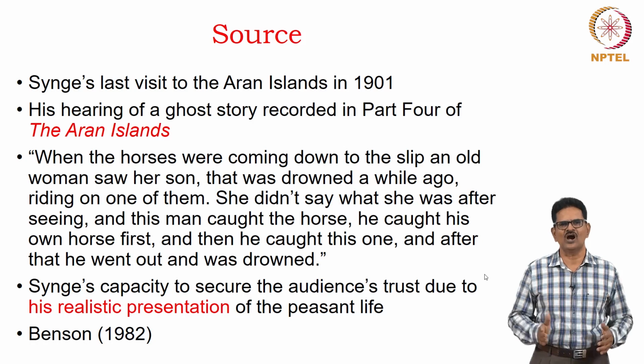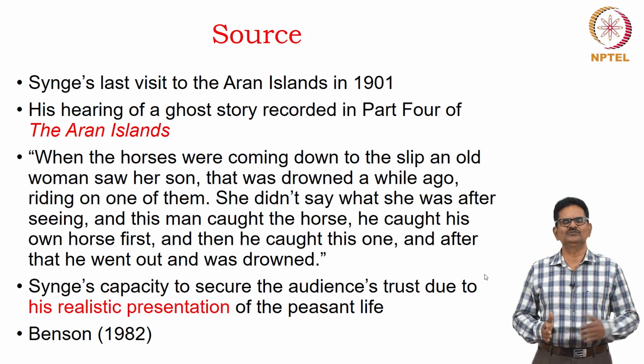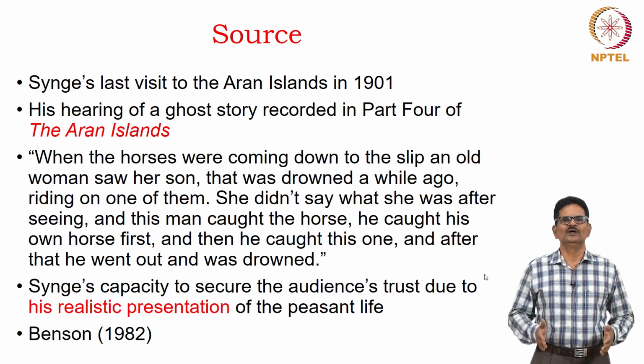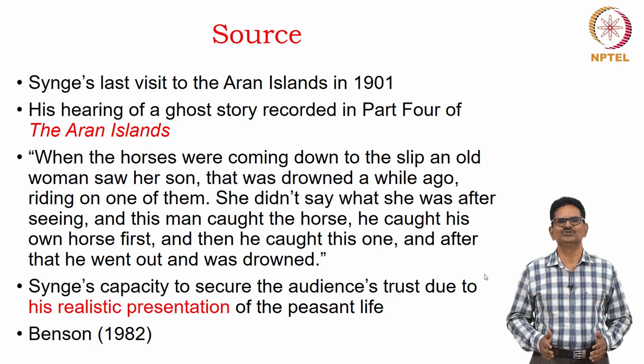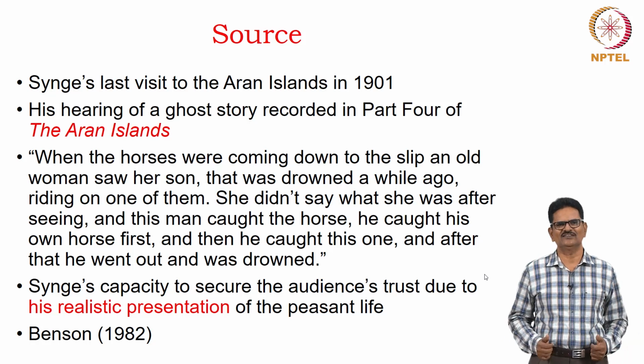So we have a mother and we have a man who drowns in the sea. He also has a horse, and this is the kind of situation we will have in the play Riders to the Sea. Riders are the horse riders. They go to the sea or they want to sail through the sea, but they are drowned. This play shows Synge's capacity to secure the audience's trust due to his realistic presentation of the peasant life. The people in Aran Islands were peasants, so Synge has presented the characters realistically in his play Riders to the Sea and other plays as well.